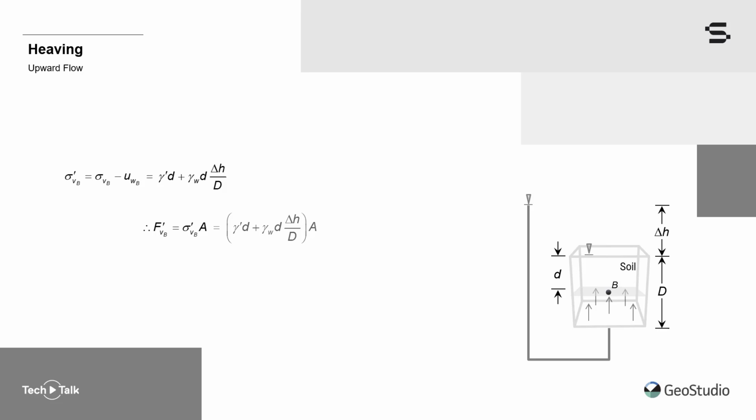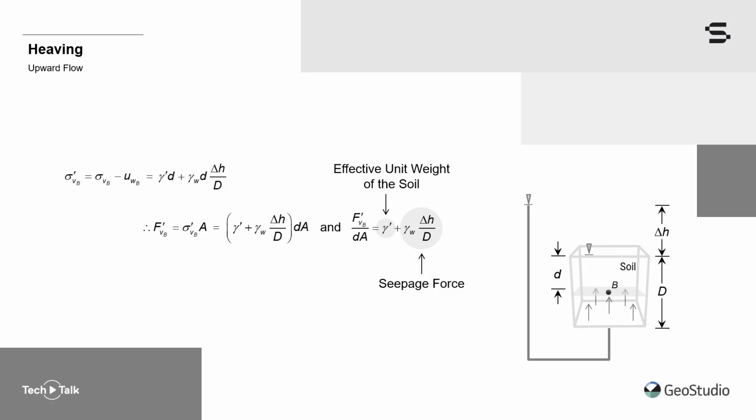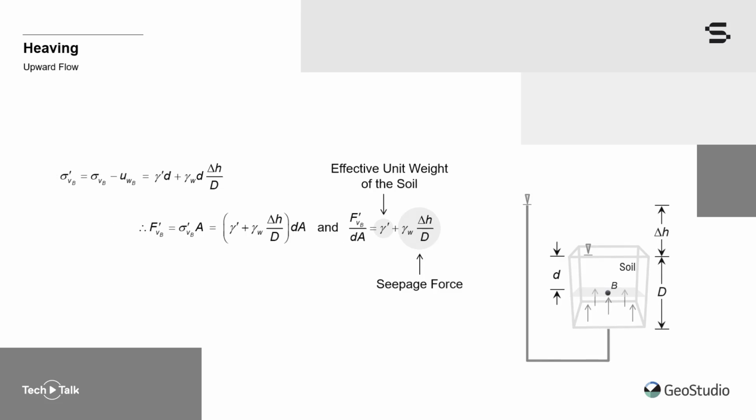Moving the depth of the point of interest out of the parenthesis and dividing by the volume of the soil sample, D times A, yields the effective force per unit volume. The first term on the right-hand side of the equation is the downward force associated with the weight of the soil, whereas the second term is the upward seepage force, which is sometimes referred to as a drag or shear force. These forces are crucial in defining the conditions that lead to heaving.